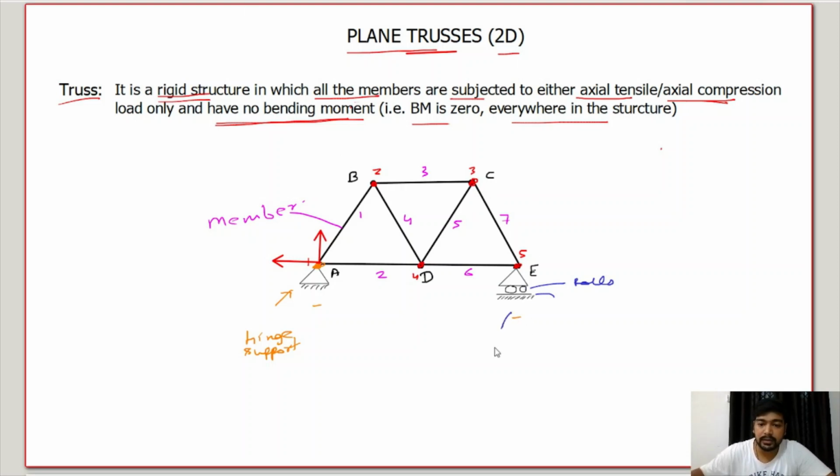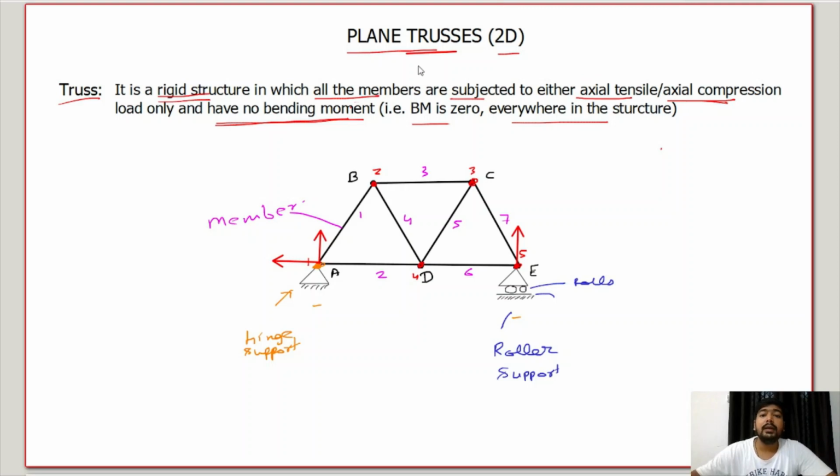Let me write. This is called the roller support. And what is the property of this? It will give only the vertical reaction. It can give only the vertical reaction, because if it gets a horizontal force, it will move. It has the rollers. Okay, why is this roller support provided?